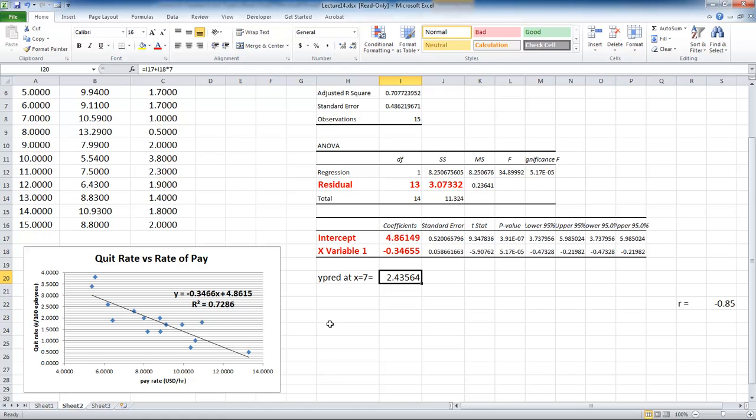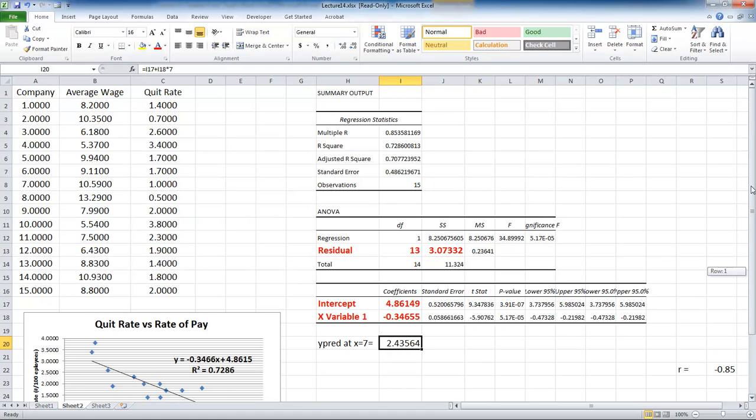Okay, so I'm going to have to go ahead and compute the standard error here. So my standard error is the square root. Don't forget the square root. Gotta have it. It's the sum of squares residual divided by the residual degrees of freedom. Okay? Hit enter. And so the minimum number of people that are going to quit.